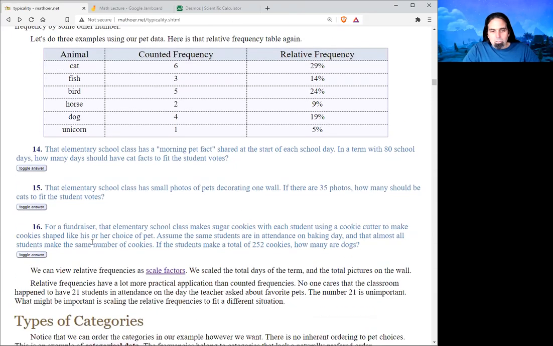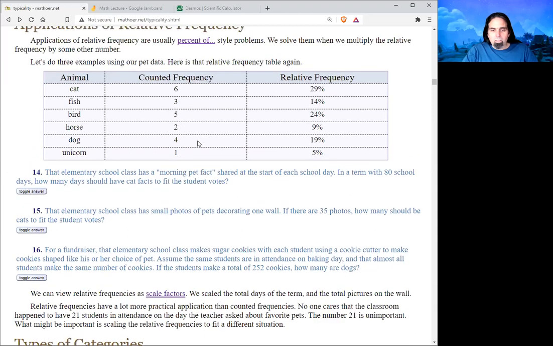Here's one not about the pets. For a fundraiser, an elementary school class makes sugar cookies, and they're using the cookie cutter to make cookies shaped like their pet. If there's 252 cookies, how many are shaped like dogs? So you'd have to say dogs are 19%. What's 19% of 252? Often the whole point of measuring the data is to use it in lots of different circumstances. The relative frequency matters a lot more than the counted frequency.